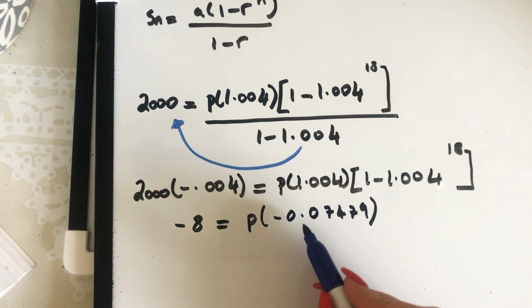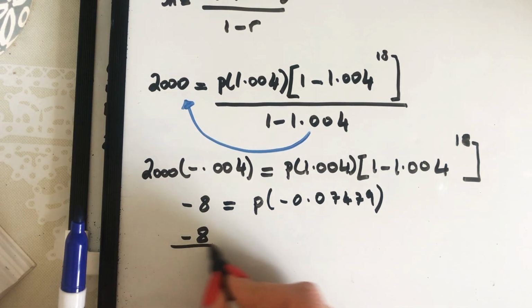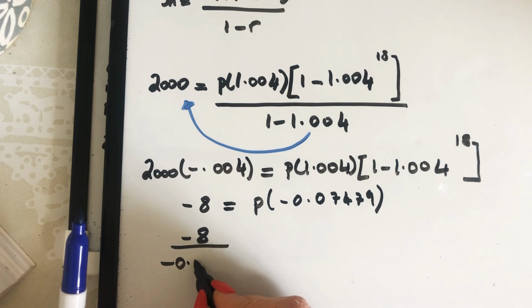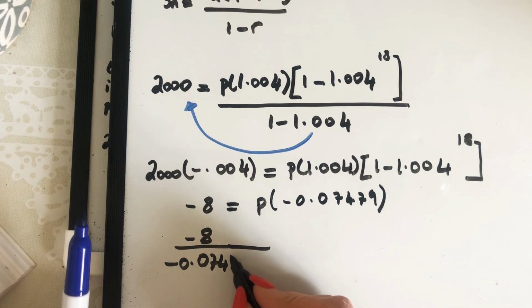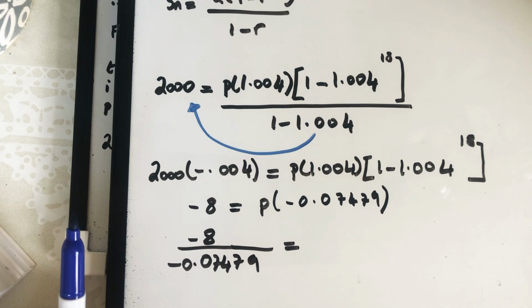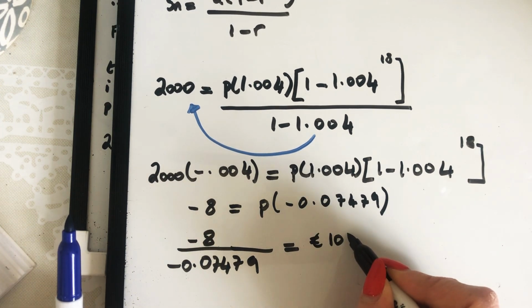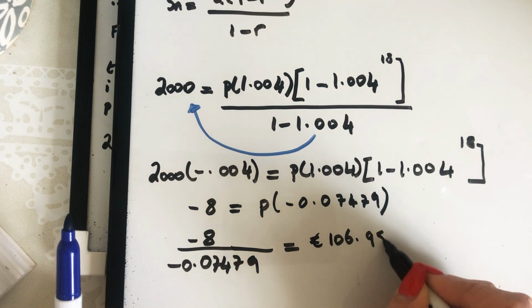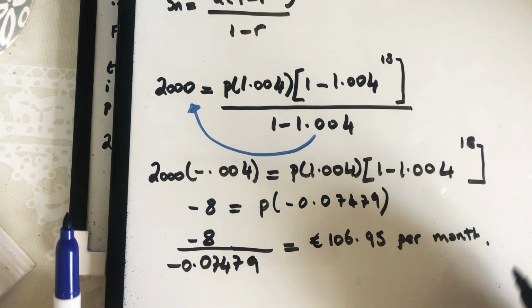And all we have to do now is get the P here, so we can see this is being multiplied by the P. So let's bring that over again and divide it. Two negatives, of course, a negative divided by a negative is positive, which is good news. If you get a negative value here, we're going completely wrong because we can't have a negative instalment. And then we go to the calculator and divide those numbers, and we get €106.95 per month. And that is our answer.